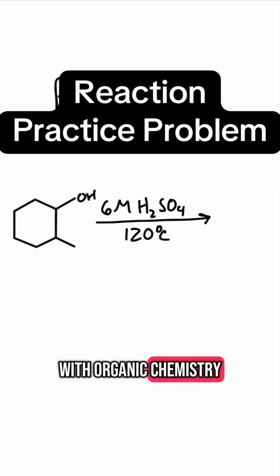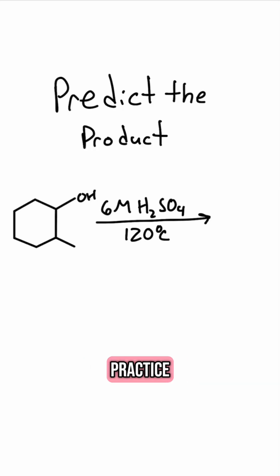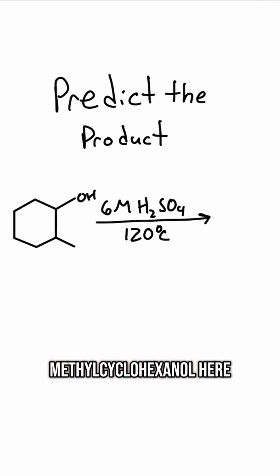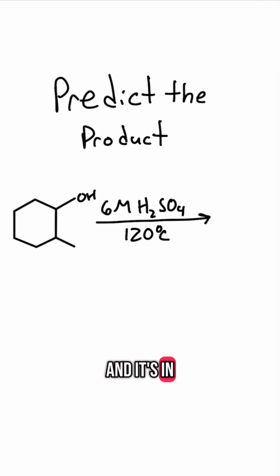Are you struggling with organic chemistry? Well, you're in the right place. Let's do some practice. So, based off this reaction here, can you predict the product? We have this methyl cyclohexanol here, and it's in 6 molar sulfuric acid at 120 degrees. Can you predict the product?